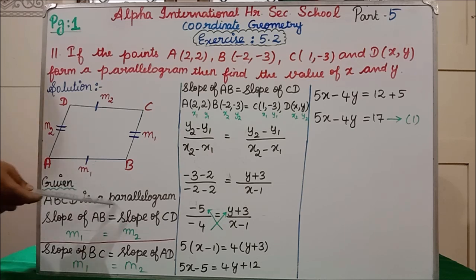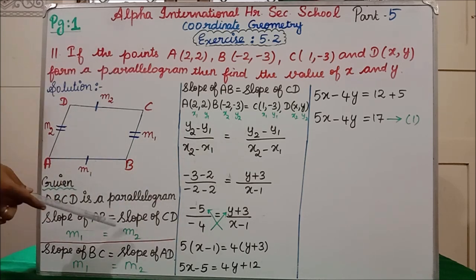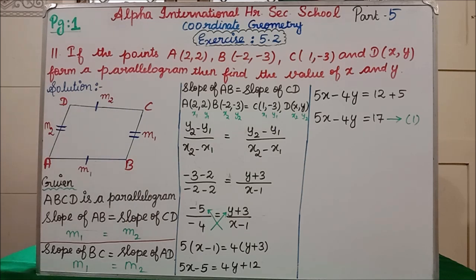Given ABCD is a parallelogram. In the question itself they have given that ABCD is a parallelogram. Slope of AB is equal to slope of CD. Why we are writing this: in a parallelogram, opposite sides are parallel. So we are taking slope of AB is equal to slope of CD, and we take the slope of AB as m1 and the slope of CD as m2. Clear? I have written here m1 is equal to m2. That is for your understanding.